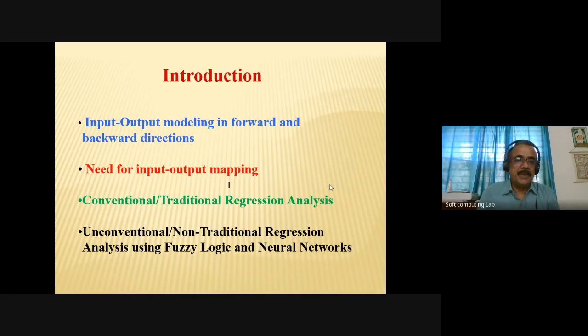But before that, let me tell you that forward mapping could be very easy using the conventional or traditional regression analysis, but it may not always be possible to carry out the reverse mapping based on the equation obtained through the statistical or conventional regression analysis. That is why we have to depend on unconventional or non-traditional regression analysis. Now, these are also statistical analysis, but these are called unconventional regression analysis using fuzzy logic and neural network. And you'll be astonished to know both the forward mapping as well as the reverse mapping can be carried out very efficiently using the principle of fuzzy logic and neural networks. So I'll be gradually coming to that.